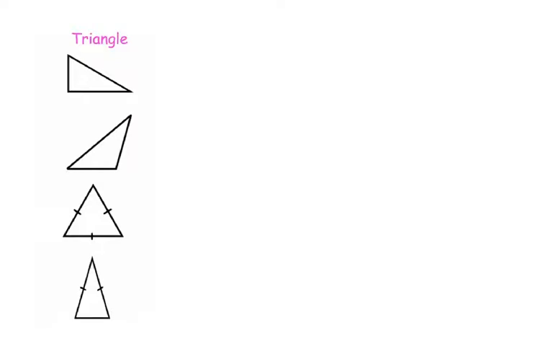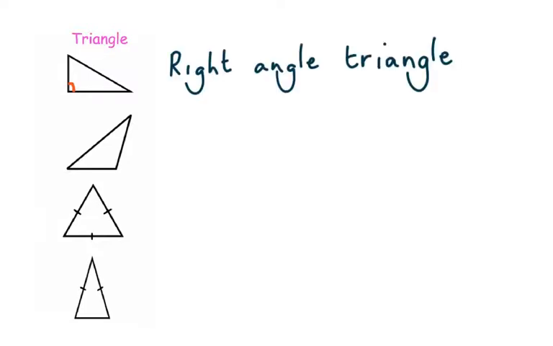Look at the first triangle. Can you see anything that we've been doing recently on that triangle? Look at the angles. Do you notice anything about one of the angles? This triangle has a right angle in it, so we can call it a right angle triangle. Look carefully at the spelling of angle. Remember, it ends with L-E. This is a right angle triangle because it has a right angle in it. Remember, a right angle is an angle that is 90 degrees.